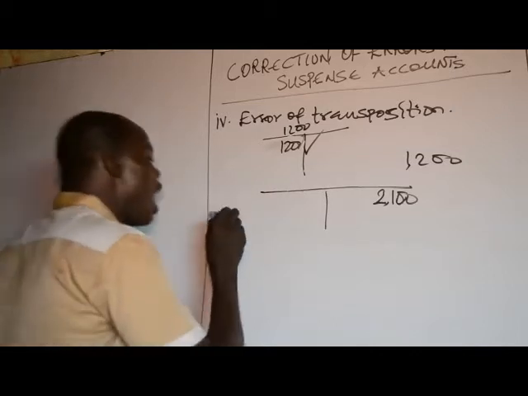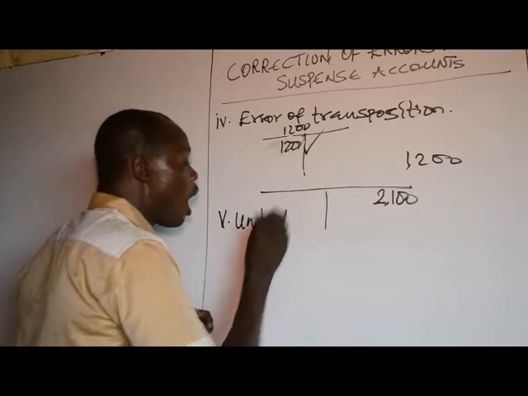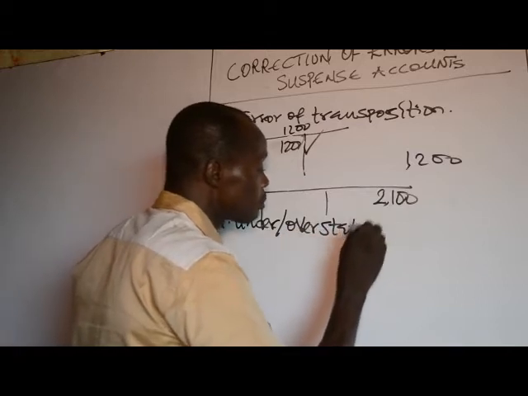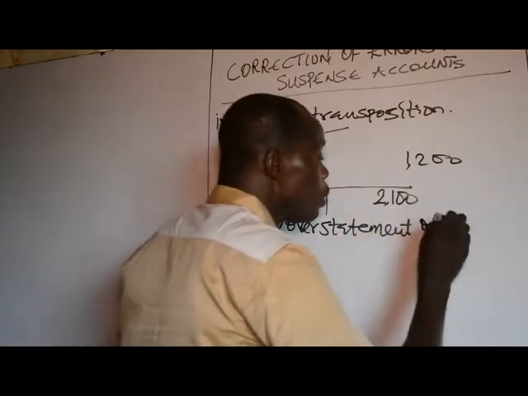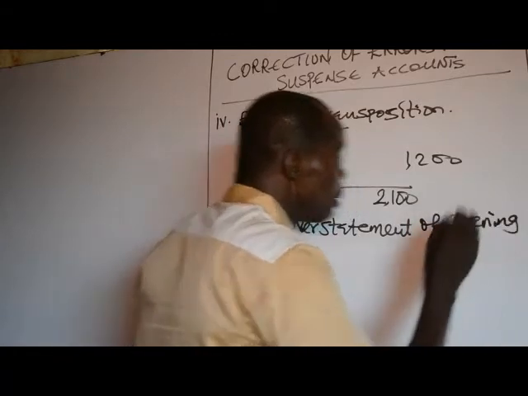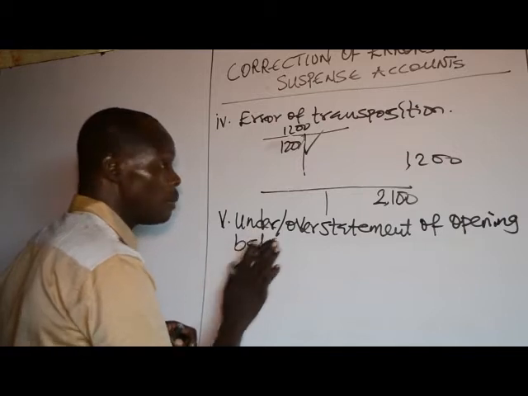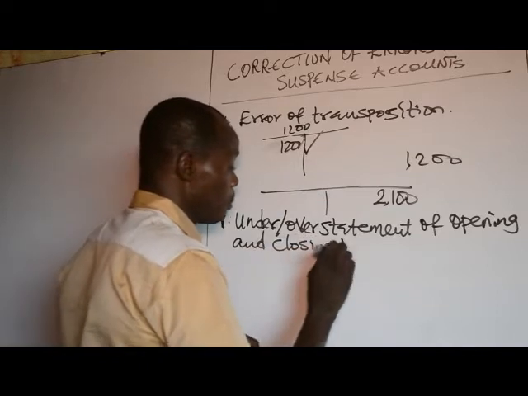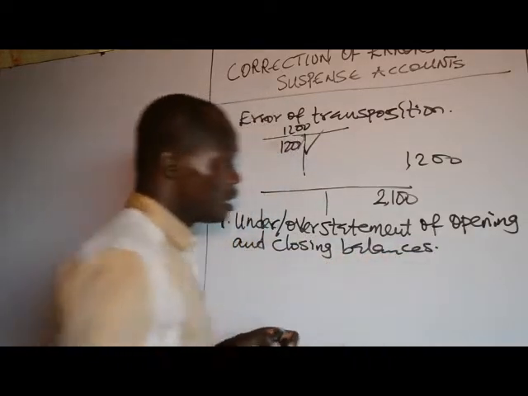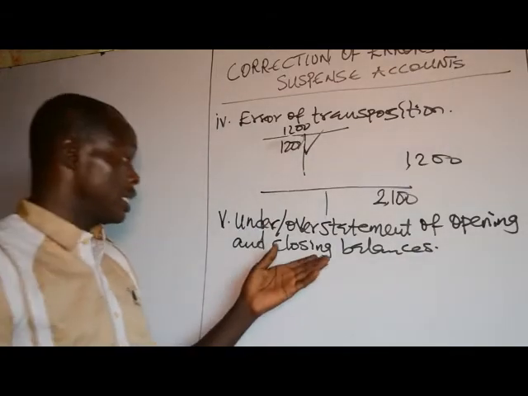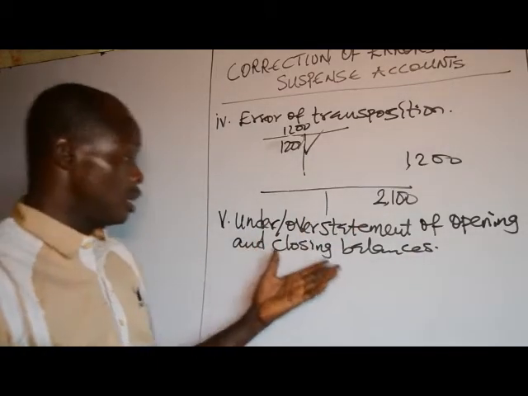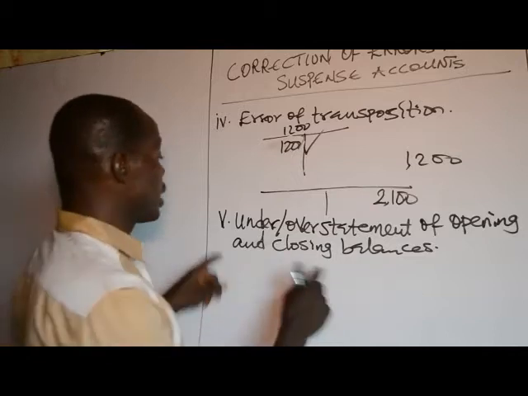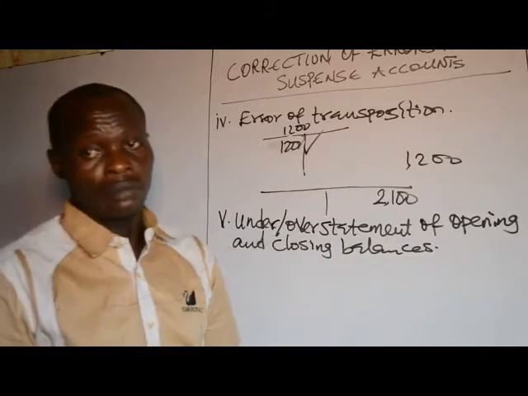Number 5, under or overstatement of opening and closing balances. The opening and the closing balances may be understated or overstated, just the same way as the casting errors. So this will be corrected just the same way the casting errors are to be corrected.